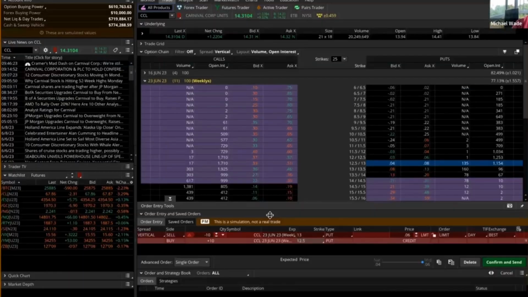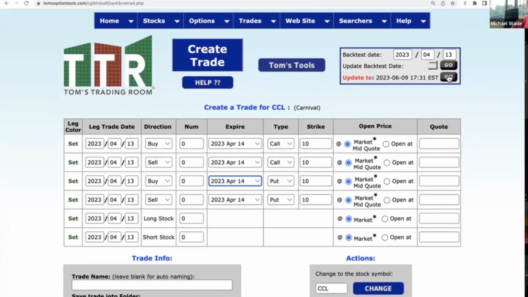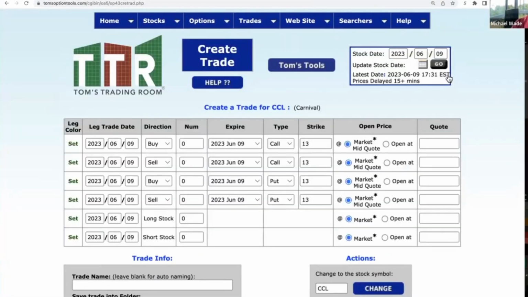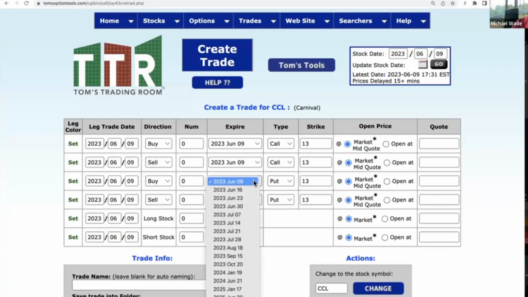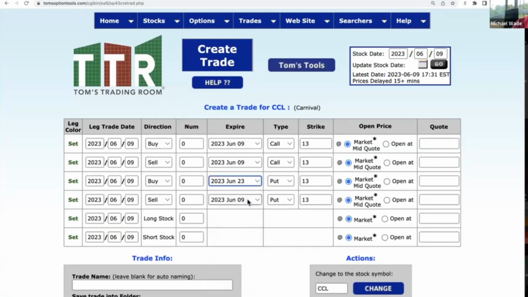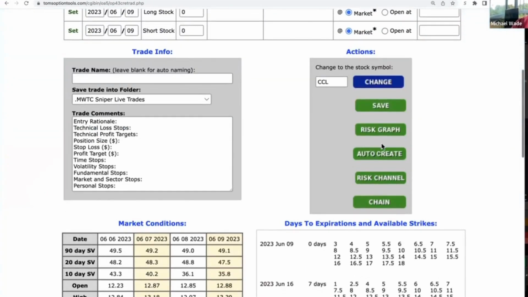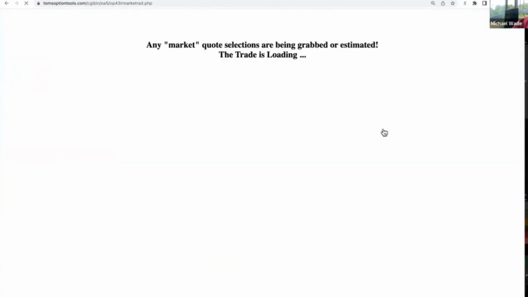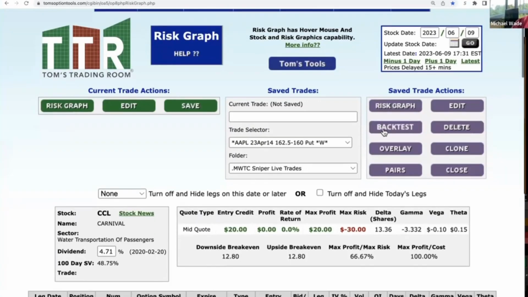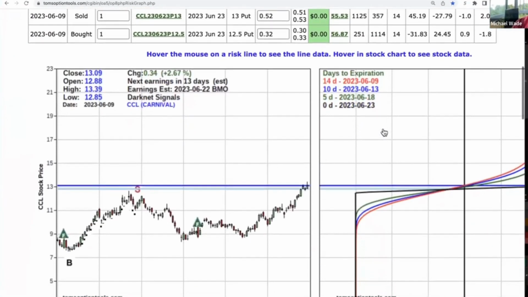So I come down here. What am I doing here? Oh, I'm in the wrong date too. Let me get to the current date. That would help. Okay, so we got June 23, selling the 13, buying the 12.50. And let's just start with 1. And then I'm going to hit my risk graph. Now, this is going to be Friday's data. The stock's not going to be shown where it is currently.